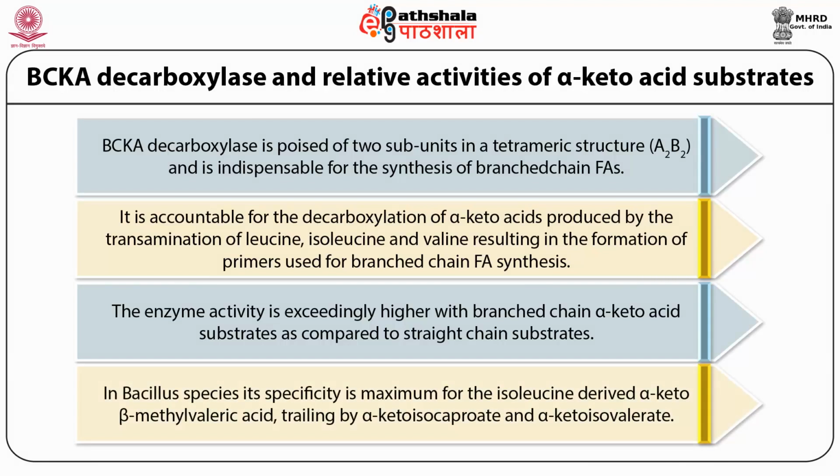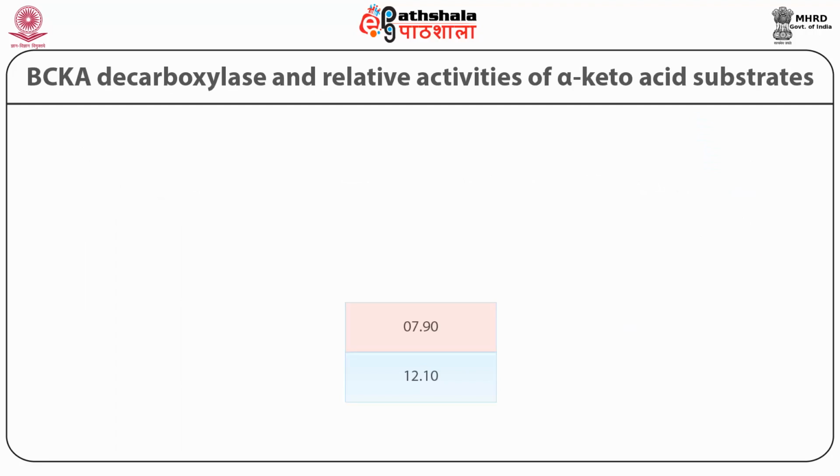In Bacillus species, its specificity is maximum for the isoleucine-derived alpha-keto beta-methyl valeric acid, trailed by alpha-keto isocaproate and alpha-keto isovalerate.